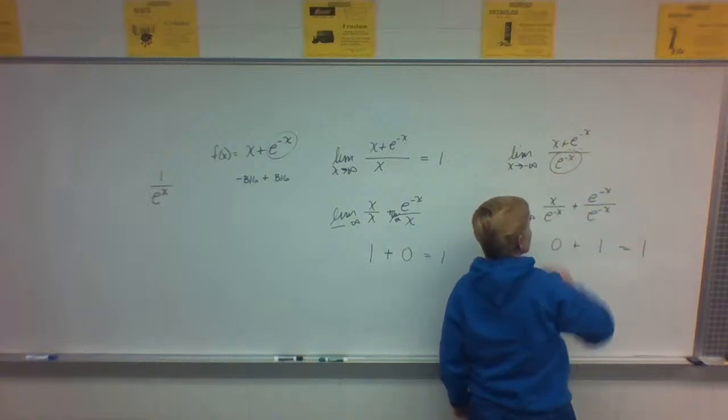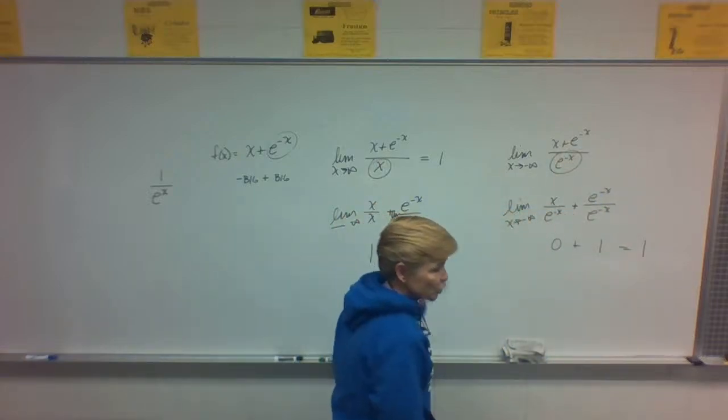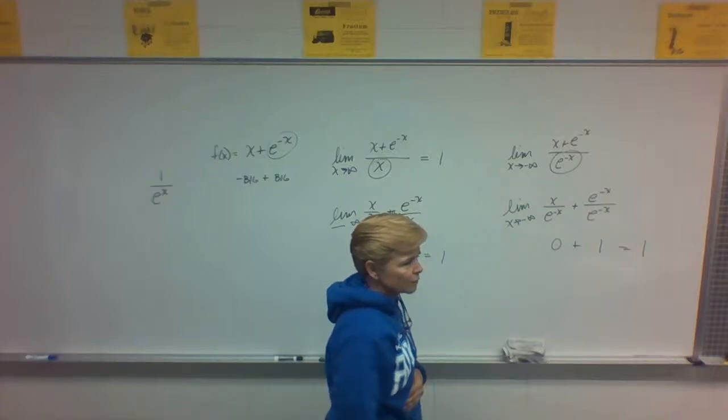Therefore, this is the end behavior model as we go left. And therefore, this is the end behavior model as we go right. We've chosen the right one by showing that the limit was 1. That's the evidence.